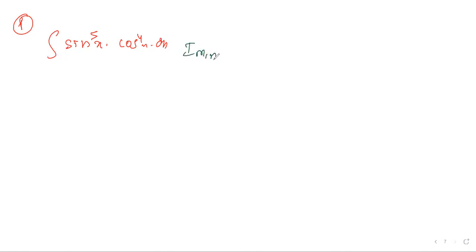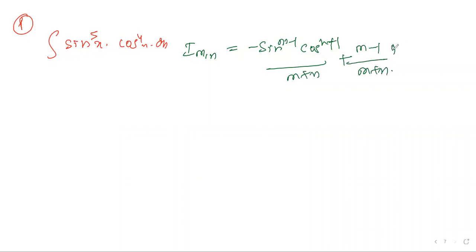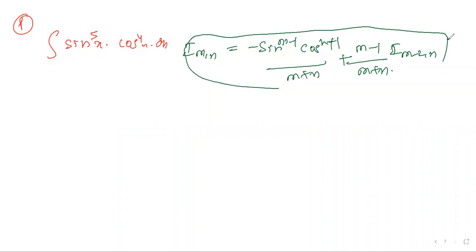The formula I should write is I m comma n equals minus sine power m minus 1 cos power n plus 1 by m plus n. Okay, any doubt? Next, plus m minus 1 by m plus n into I m minus 2 comma n. This is the formula. This formula I'll use every time.